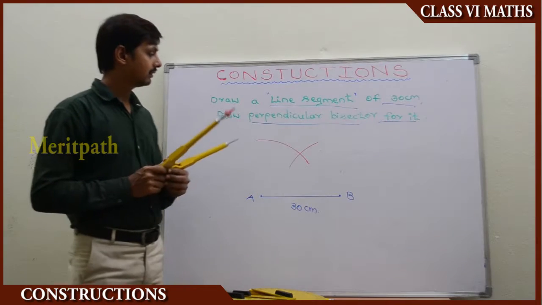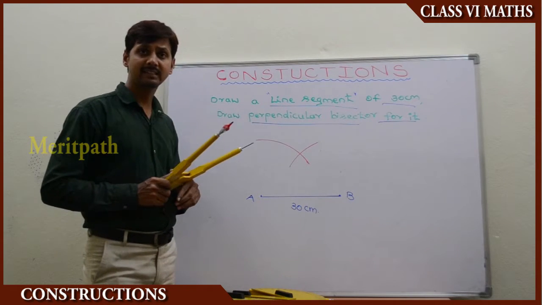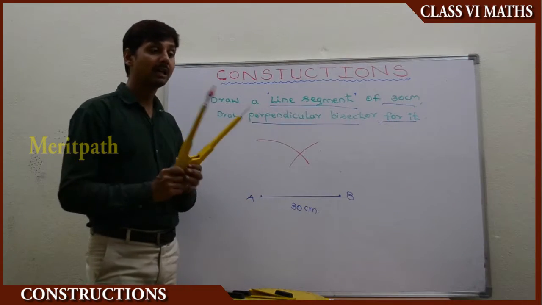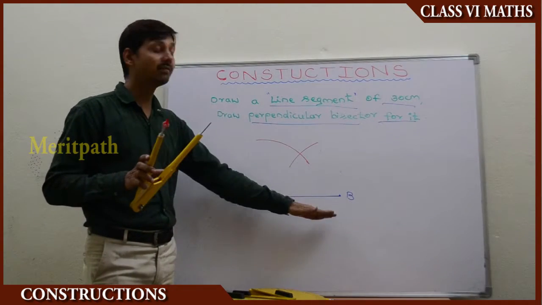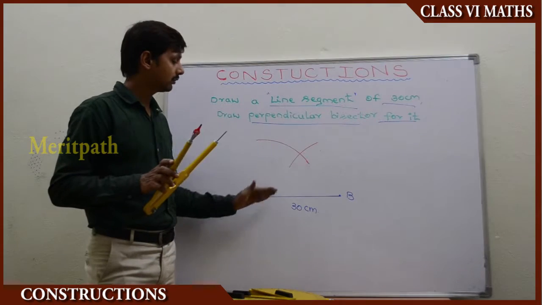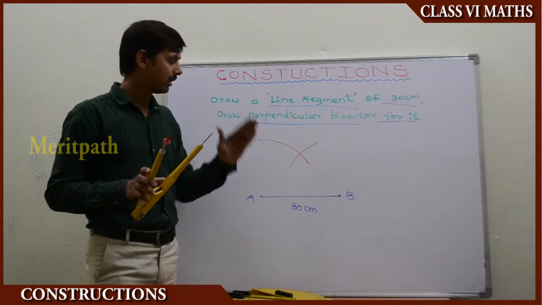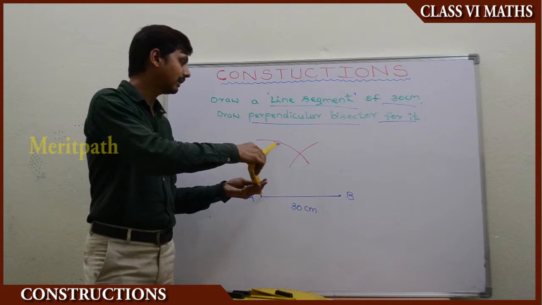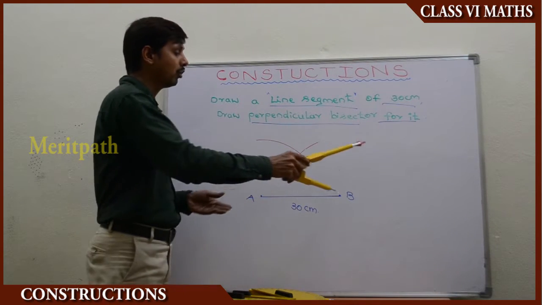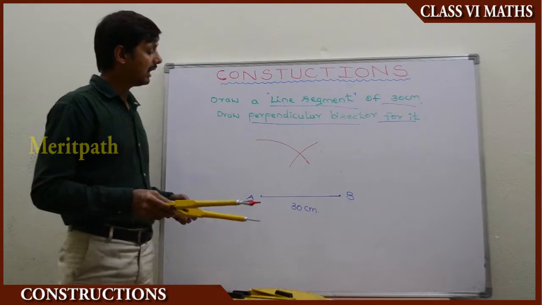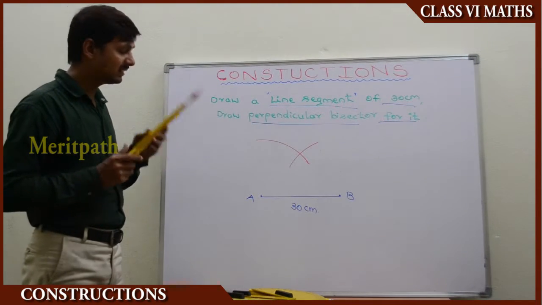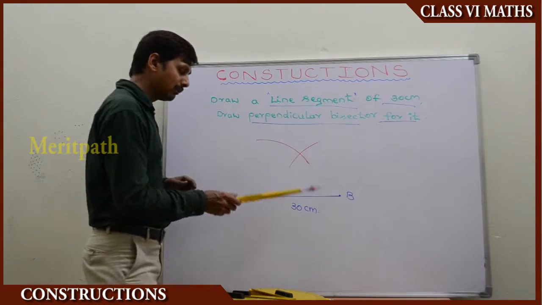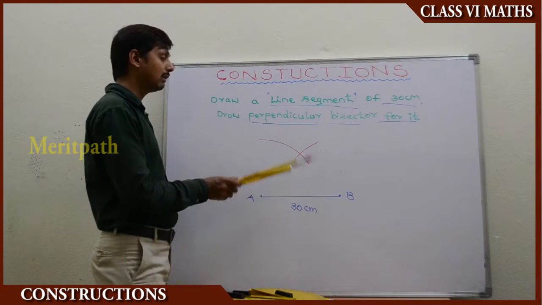Let's recall, we have taken a line segment of 30 centimeters, and using point A we made an arc, and this measurement is more than half of 30 centimeters. After that we took point A and made an arc, and point B we cut that arc. Similarly, we take the same measurement and draw the same arcs above the line segment, and below the line segment.